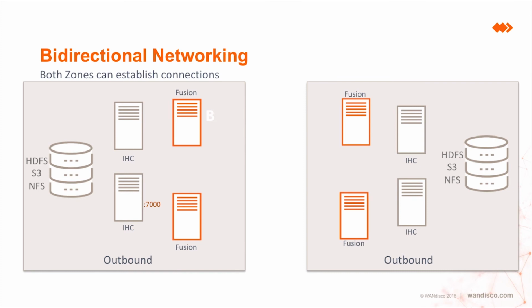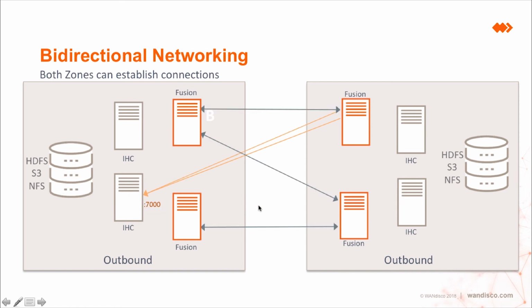Here's an example of bidirectional networking. Both zones can establish connections. They're both, you could see, outbound here. And this is the typical Fusion setup where Fusion communicates with the IHC for the pool on 7000. And Fusion communicates in a bidirectional manner with each of its servers. They're both configured out of the box this way.